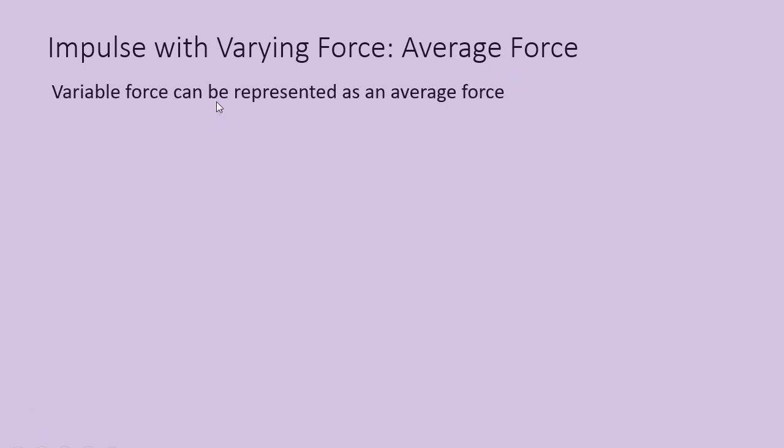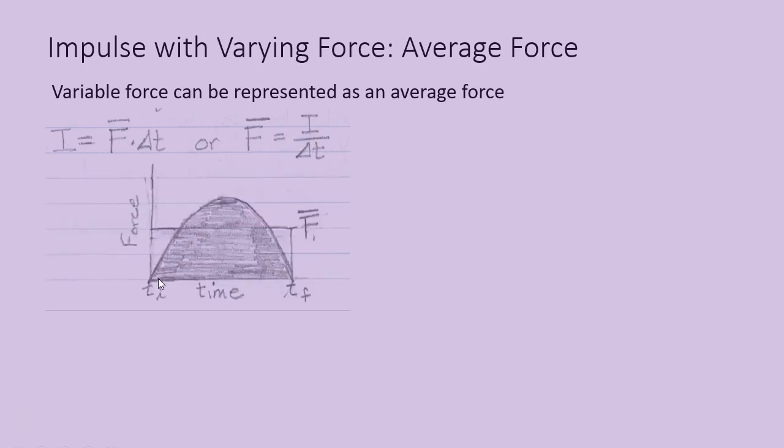So the variable force can be represented as an average, and in that instance the impulse is equal to the average force times delta t. Another expression for that: the average force is equal to the impulse divided by delta t. If we take a look at this graphically, here's our varying force. The area under this curve is equal to the impulse.